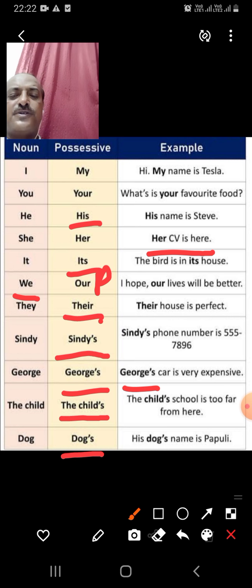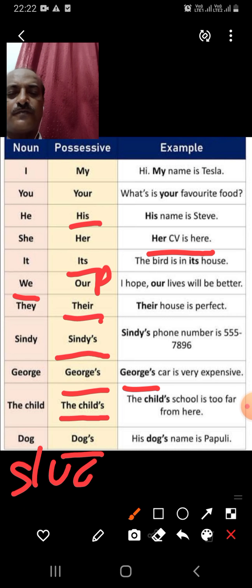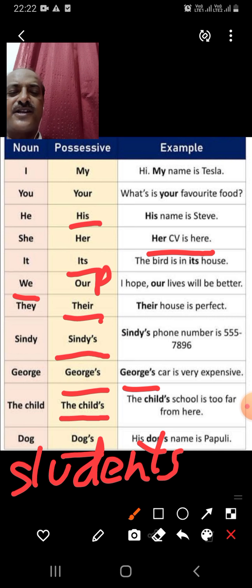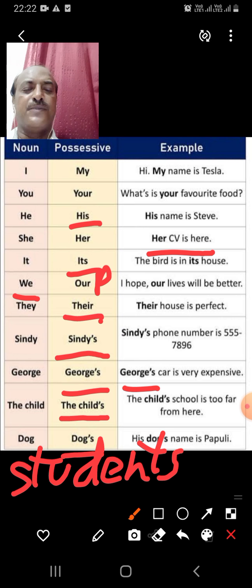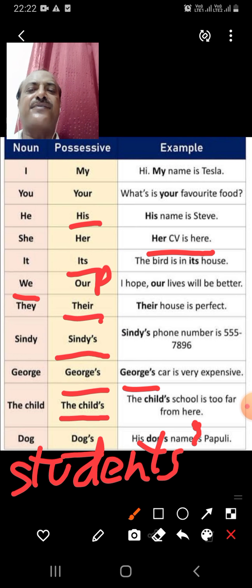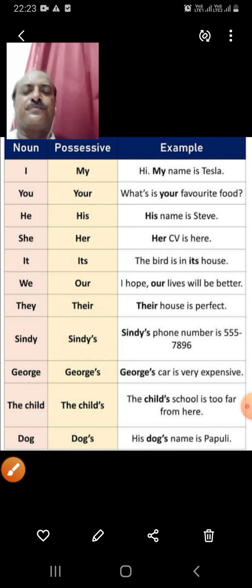Now students, suppose out here if I write students. So students, already students is in plural form. So if a word is already in plural form, to show possession we add an apostrophe after the S. The students' books are here. That means more than one student. So instead of apostrophe S we give just an apostrophe.